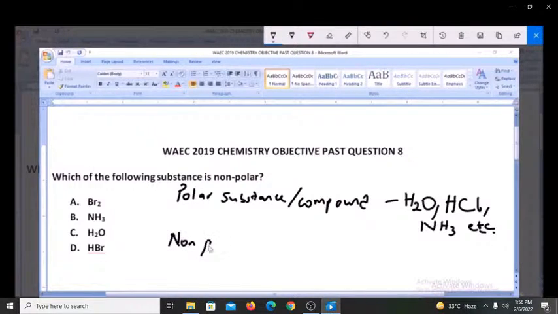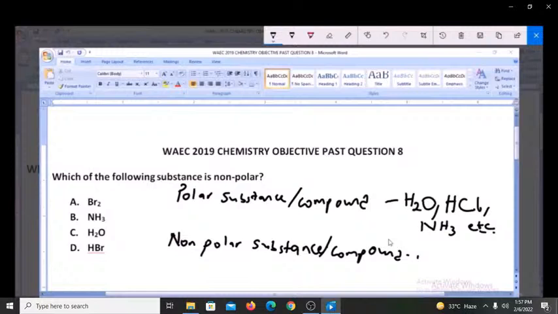they are basically the opposite of polar substances. Nonpolar substances, just for the sake of clarity, are compounds that do not possess charges within them. And usually, they are diatomic molecules. Most nonpolar substances are diatomic molecules.